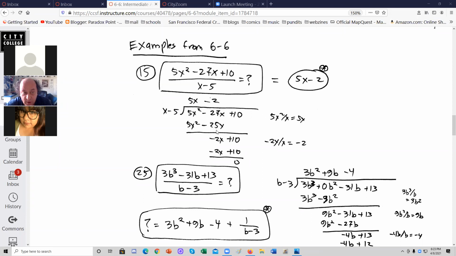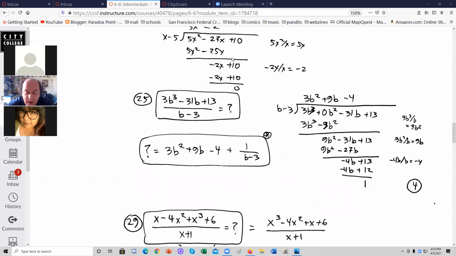Subtracting, and remember in long division we have to do subtraction rather than adding. 5 minus 5 cancels, negative 27 minus negative 25 is minus 2x, so minus 2x plus 10. Divide leading terms, minus 2x divided by x is negative 2, that goes into the quotient. Negative 2 times x minus 5 is minus 2x plus 10. Whoop, it all cancels, there's no remainder. So the ratio will just be the quotient, 5x minus 2.